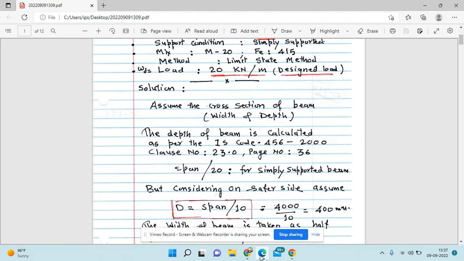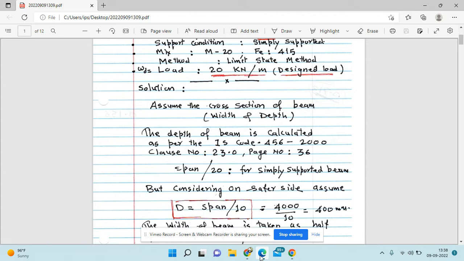Assume first of all the cross section. How to assume the cross section? The depth and the width, we call this a cross section. The depth of the beam is calculated as per the IS code 456-2000, clause number 23, page number 36, in which it has been mentioned that if it is a simply supported beam, then it should be taken as span by depth ratio as 20.